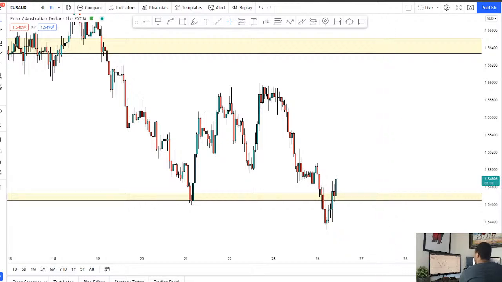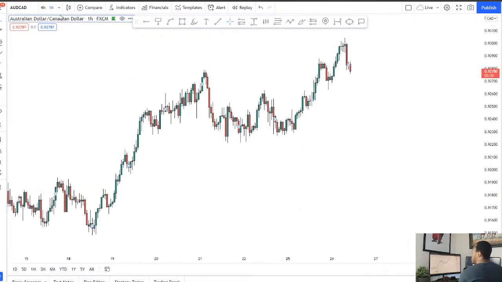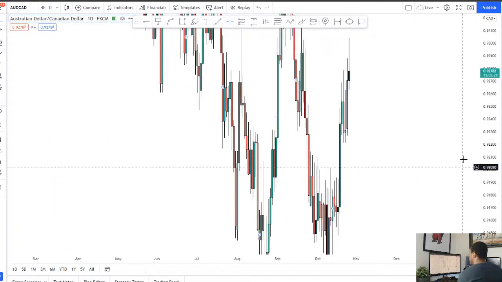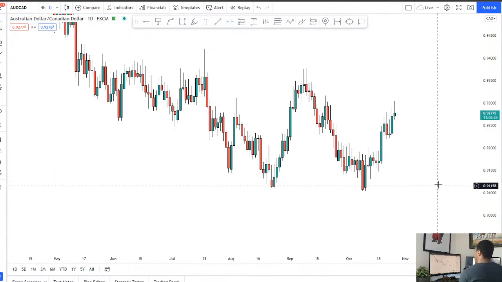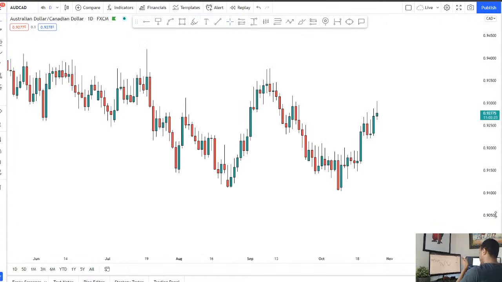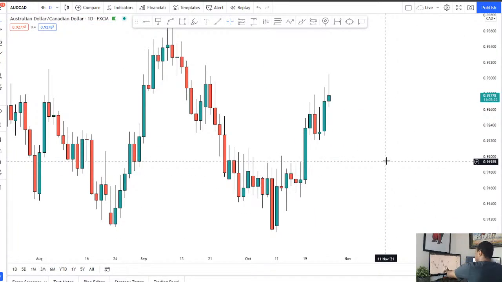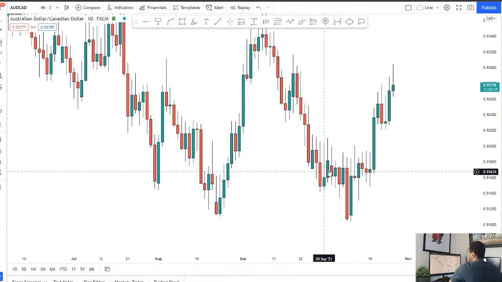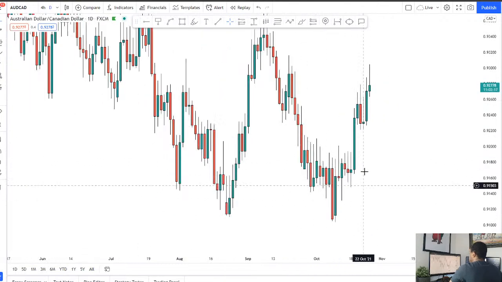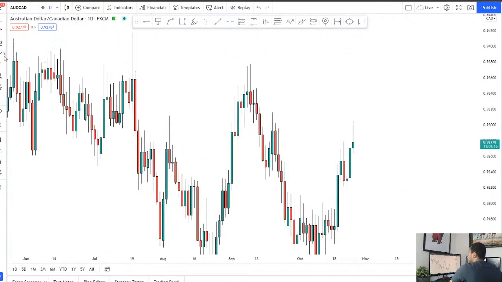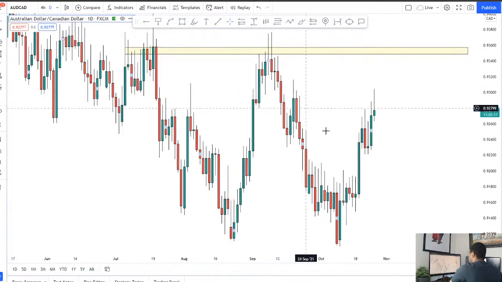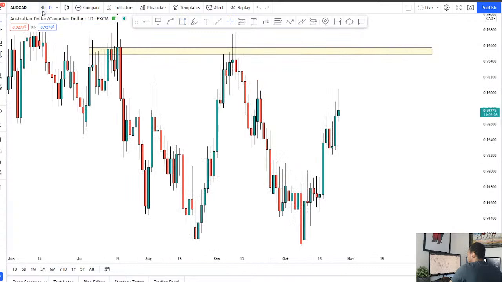AUD CAD. Okay, so AUD CAD, again another bullish pair. I was talking about AUD CAD, was it last week or the week before? Probably the week before, maybe last week, can't remember now. We had that head and shoulders pattern, and it looks like price is getting ready to reverse. So overall, I'm expecting AUD to come back into these highs all the way up there, and I still think that's where AUD is headed.